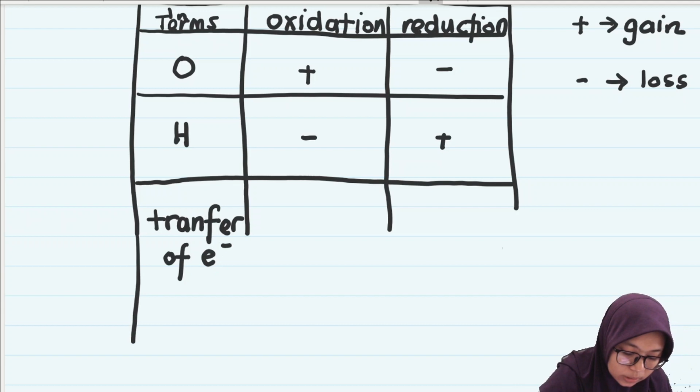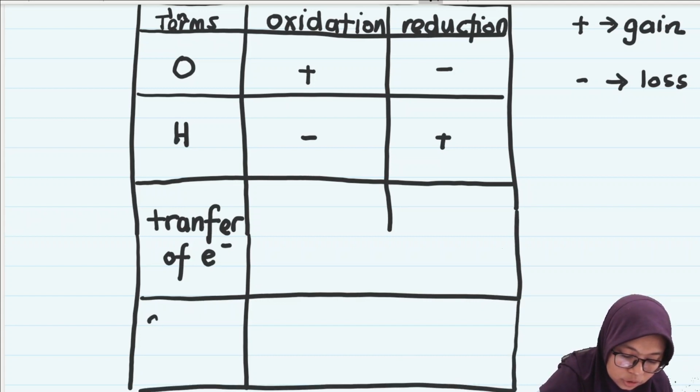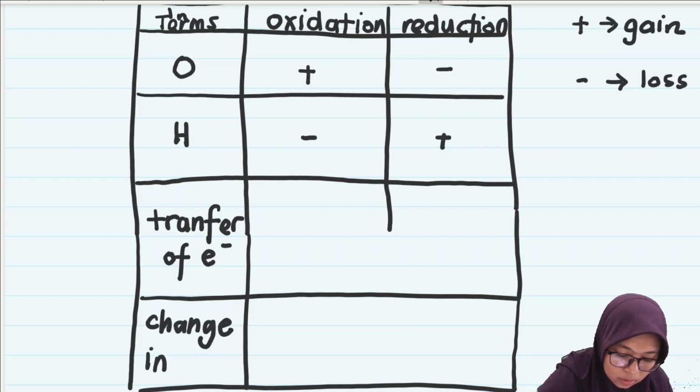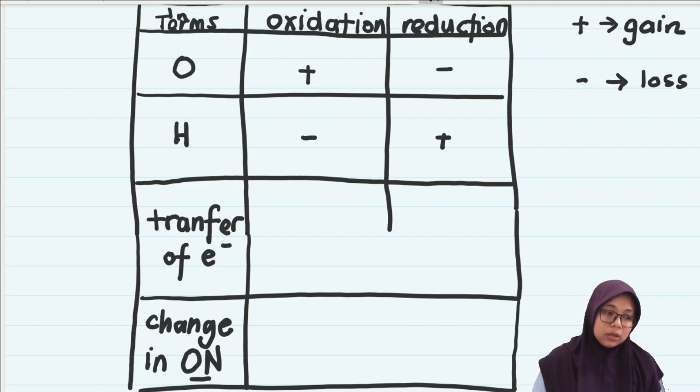And the fourth one is change in oxidation number, ON. These two definitions I will teach you in the next coming video. So just wait for it. Make sure that you understand this first, then you can understand the rest of the chapter.